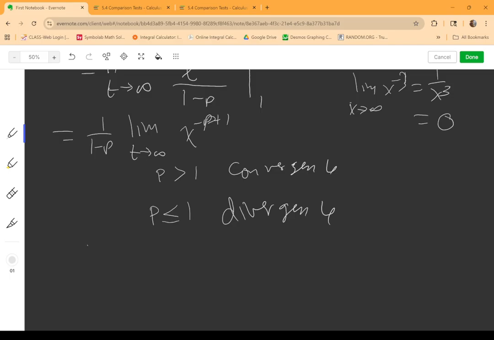So now for any p series, any series that looks like this, I just need to identify whatever the value of p is. If it's bigger than 1, it's convergent. If it's less than or equal to 1, it is divergent.